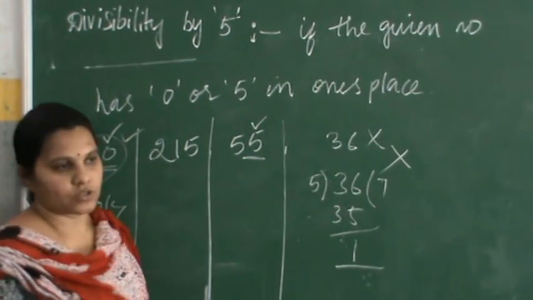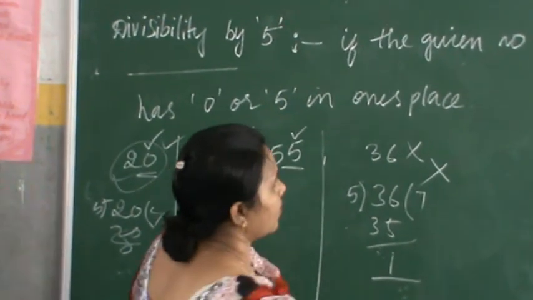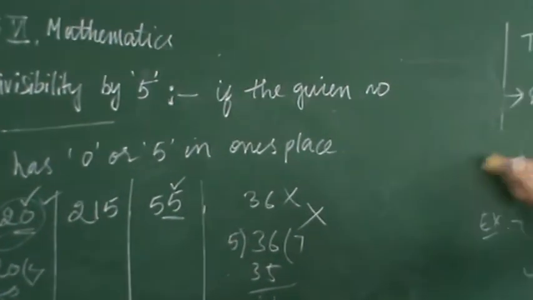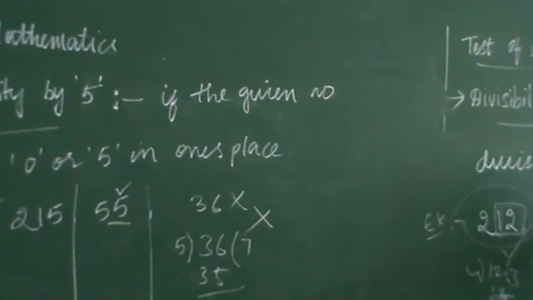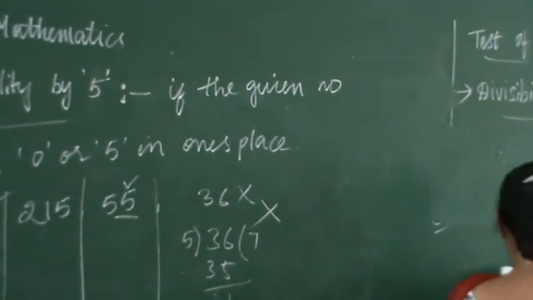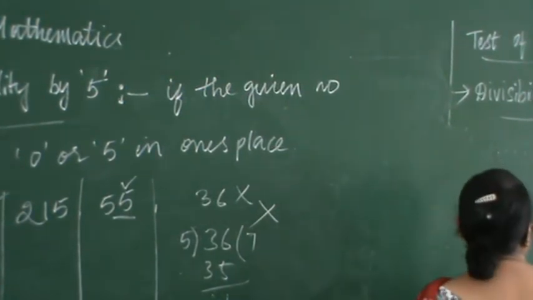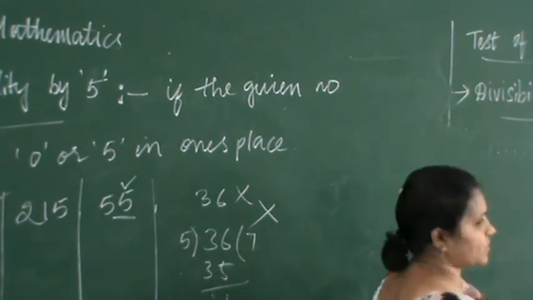divisible by 5. So 36 is not divisible by 5. Divisibility rule by 6. What is the divisibility rule by 6, children?